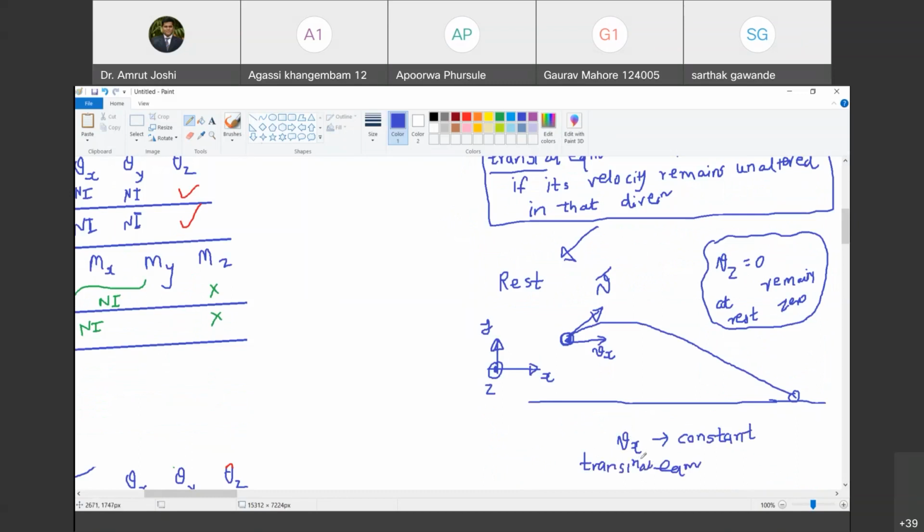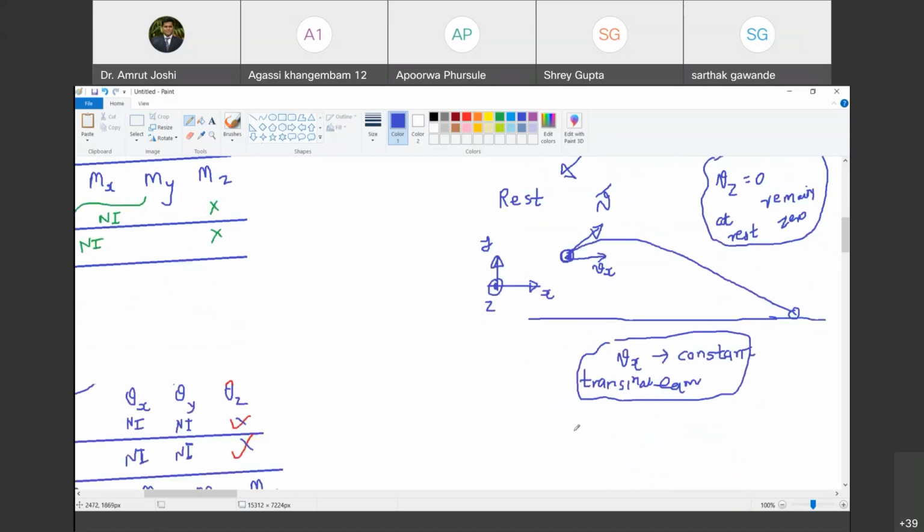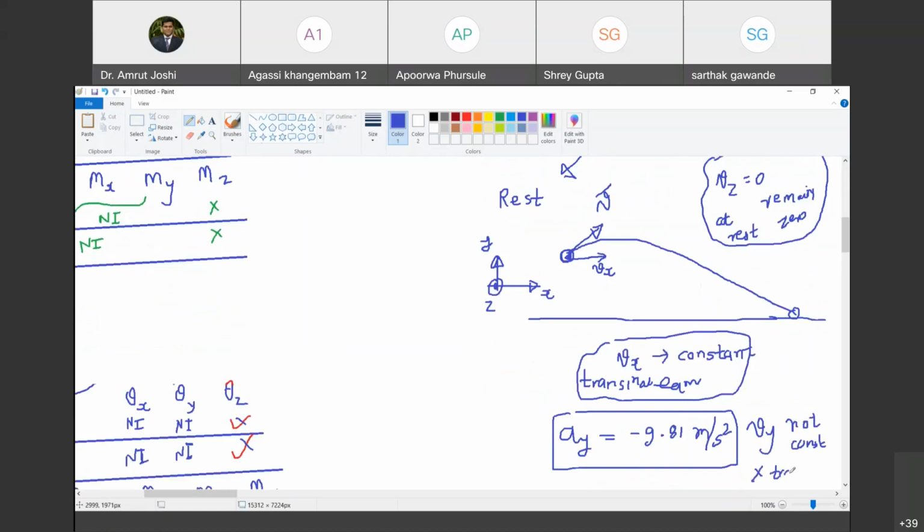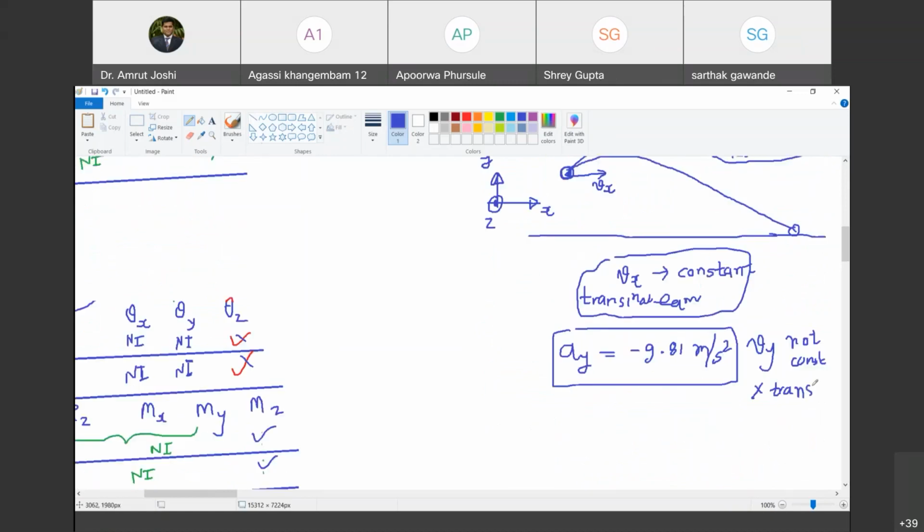Happy? Yes, sir. And what can you say about y direction? The y velocity is altered. Y direction, however, has acceleration. Ay is equal to minus 9.81 meter per second square. Do you agree with me? Yes, sir. That means the velocity will not remain constant in y direction. So Vy is not constant. Are you with me? Yes, sir. So therefore, it is not in translational equilibrium in y. Are you with me? Yes, sir.